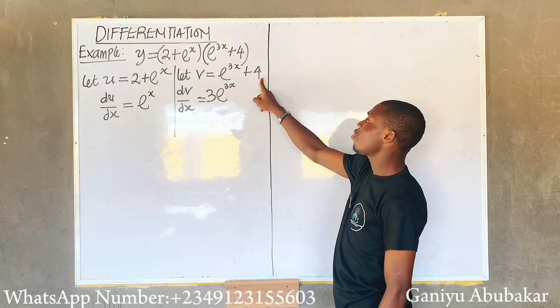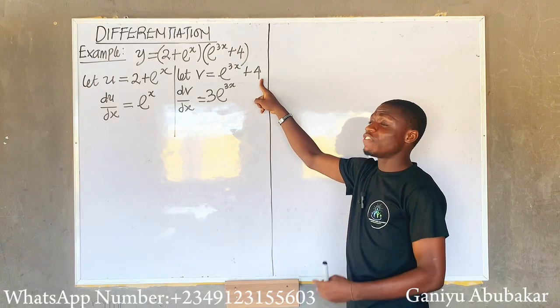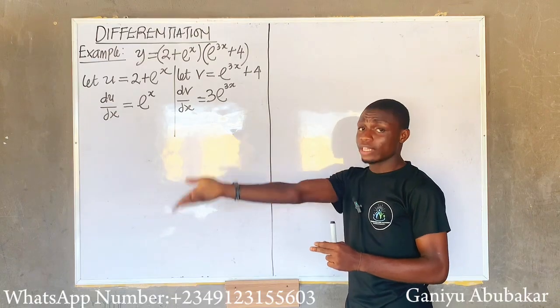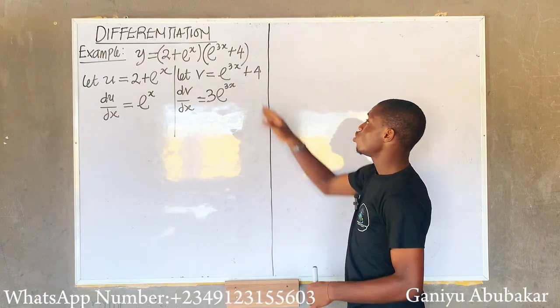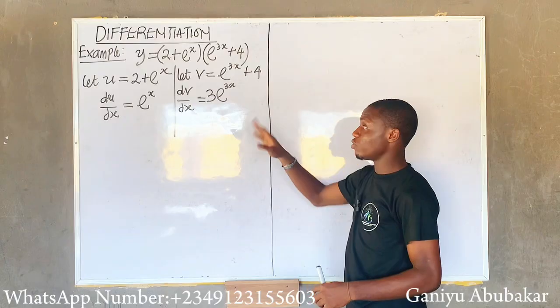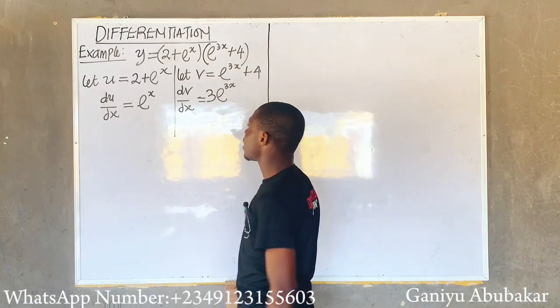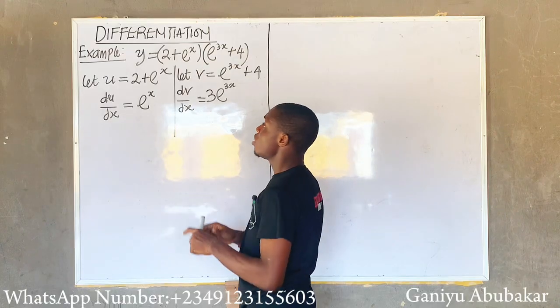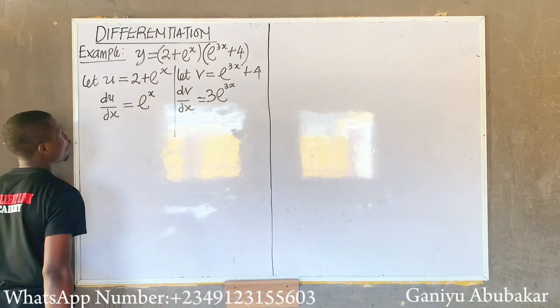Now plus 4. The 4 here is a constant term. On differentiating a constant term, I'll have 0. So that's my first task. I've called this U, I've called this V, and I've differentiated them. Next task: using your product rule formula.